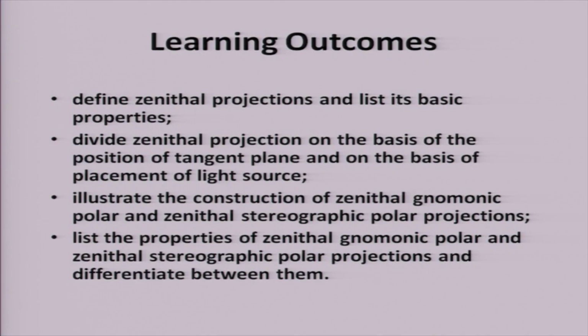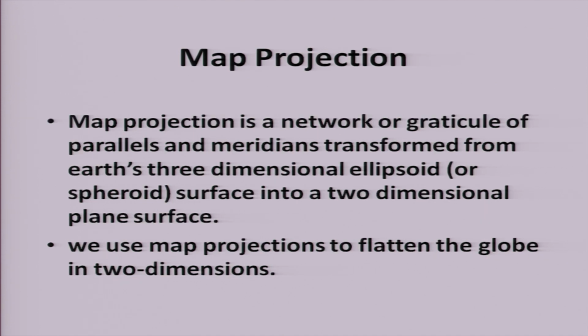So after viewing this video program, you should be able to define zenithal projection and list its basic properties. Divide the zenithal projection on the basis of position of tangent plane and on the basis of placement of light source, and illustrate the construction of zenithal gnomonic polar projection and zenithal stereographic polar projection, and list the properties of zenithal gnomonic polar and zenithal stereographic polar projections and differentiate between them.